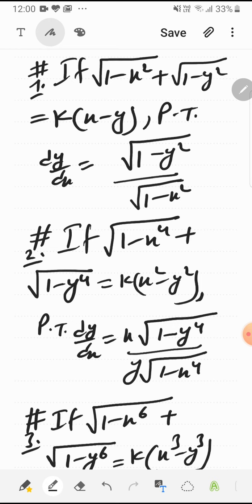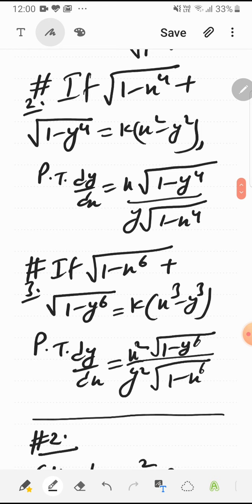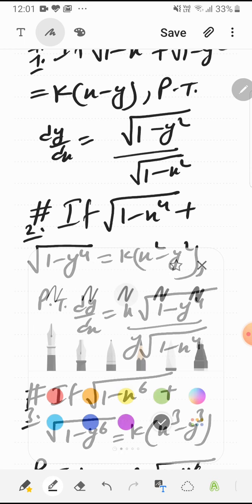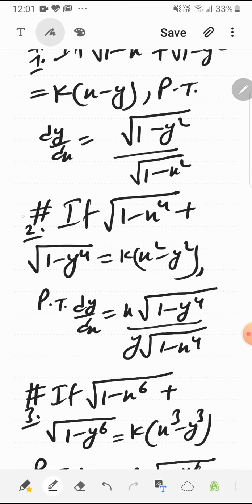In the second question, x square has been replaced by x raised to the power 4, and the same with y. And in the third question, it is x raised to the power 6, y raised to the power 6, x cube, y cube, and so on. So in all the 3 questions, the same method will be applied. Right now I am doing question number 2, and then the first and third you can try yourself.